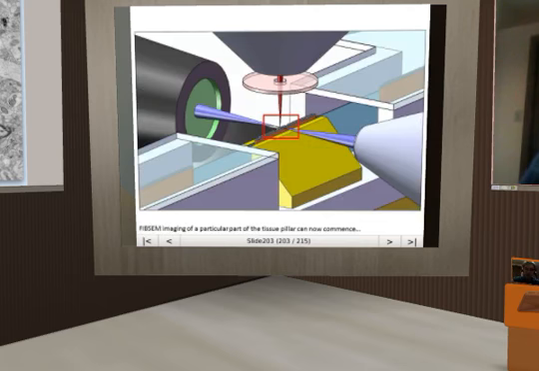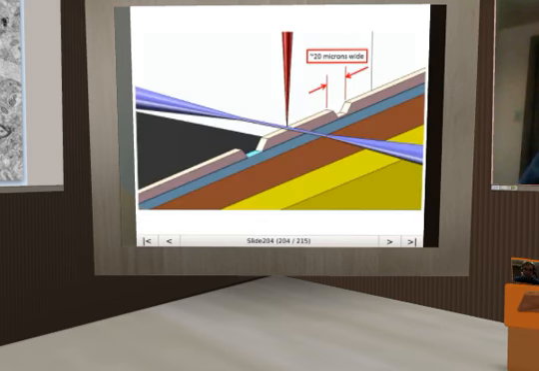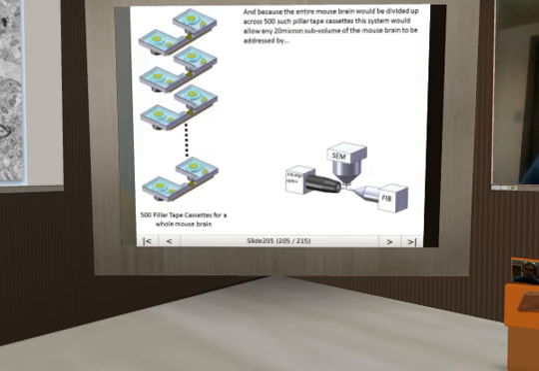FibSim imaging of a particular part of the tissue pillar can now commence. And this is showing, in purple here, the focused ion beam that is grazing the surface of this little tissue pillar, and in red the electron beam is coming down to image that freshly revealed surface. And on either side here are regions that have been previously volume imaged.